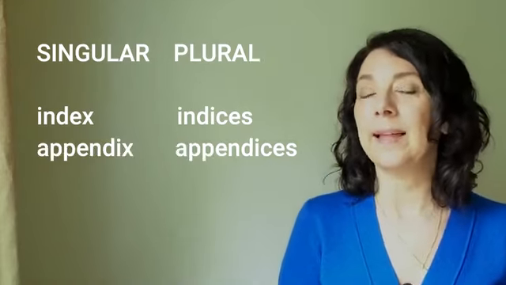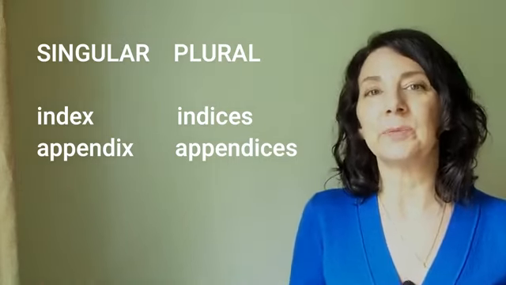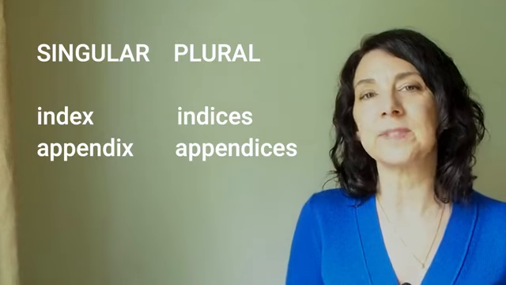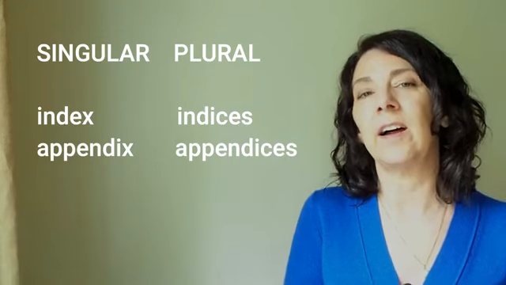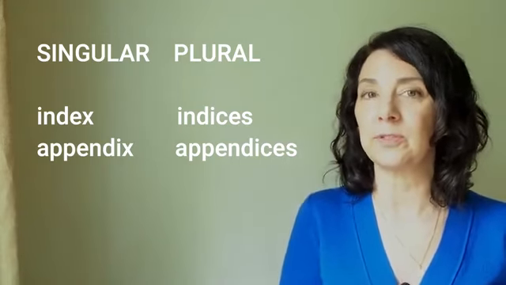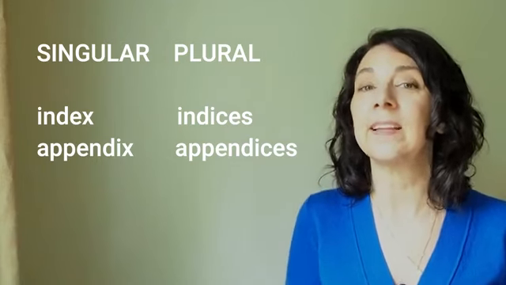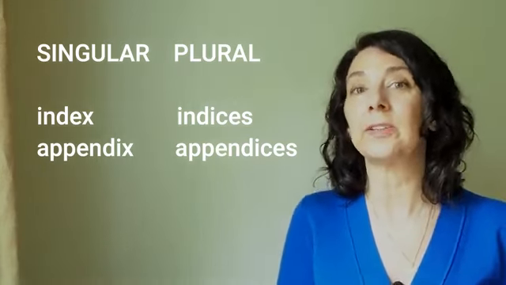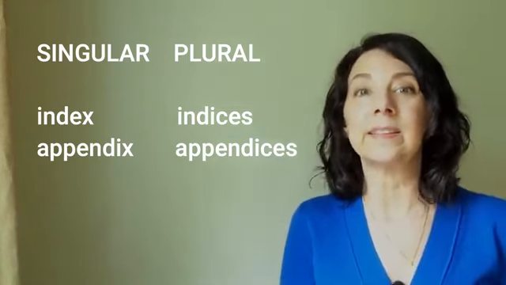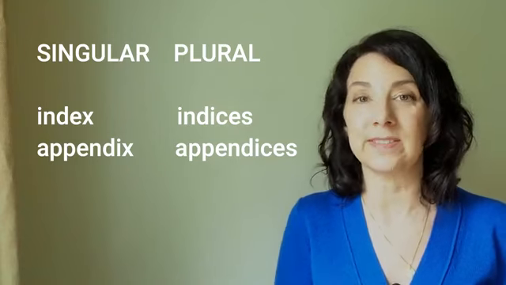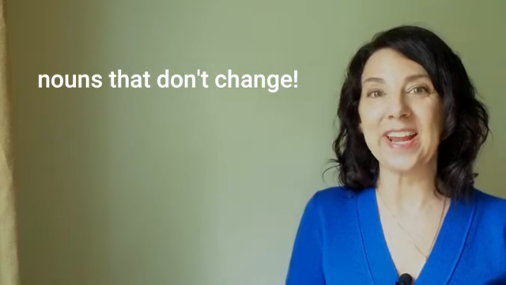Appendix, appendices. Here the word appendix is referring to the information that comes at the back of a textbook. These are often lists of information that could be useful to the reader. For example, in a grammar book, the appendices include lists of irregular verbs, a list of comma rules, or a list of common conjunctions. And the final group is nouns that have no change.